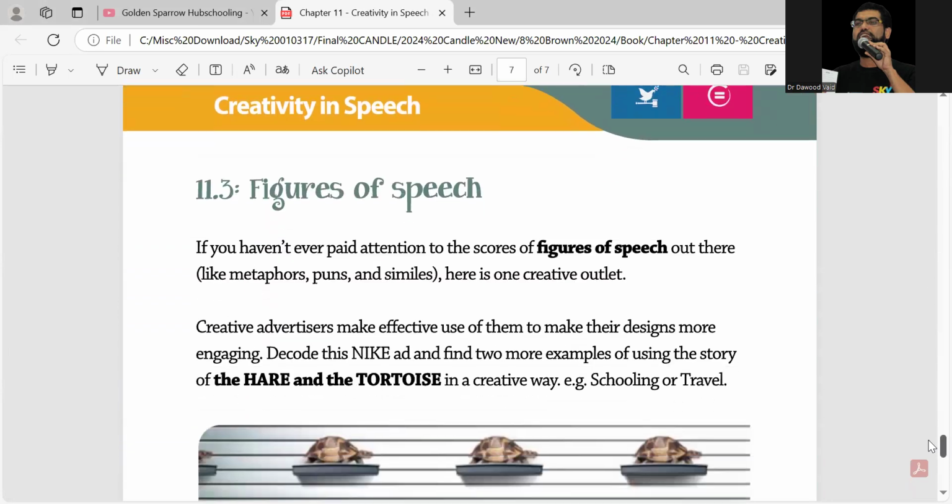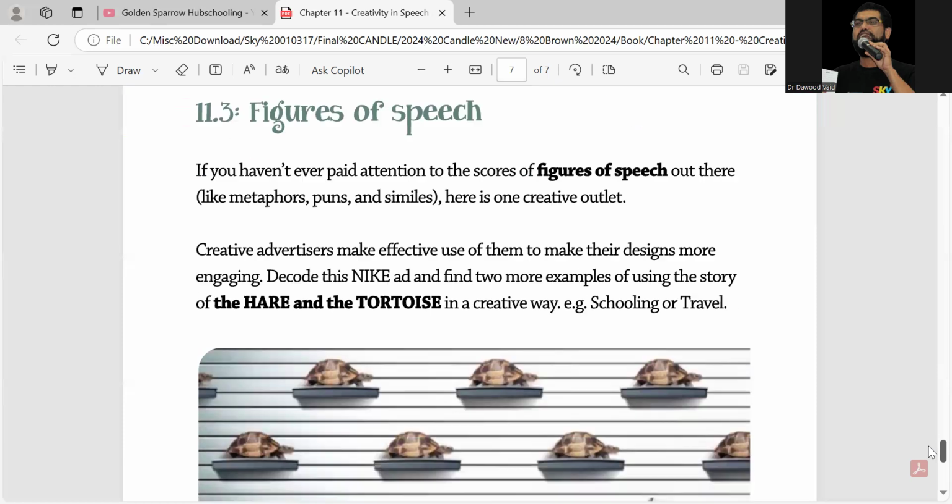All right. Finally, we go to the lighter part of creativity in speech called figures of speech. Well, if you haven't paid attention, figures of speech are things like metaphors, puns, similes. Creative advertisers use these. For example, Nike had an ad of the Hare and the Tortoise. Or you can think about all of the tortoises being slow, and there was a Nike shoe as a hare. You can think of many multiple phrases where Nike is not slow, Nike is wonderful. The idea of creativity in speech using this is wonderful.